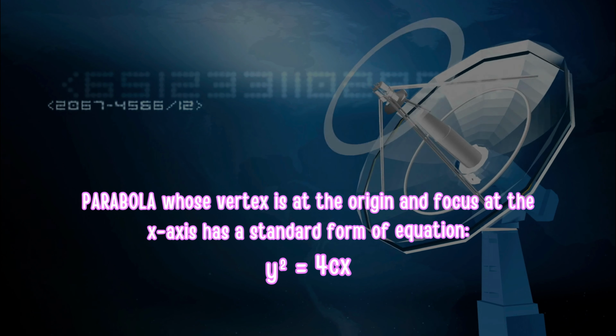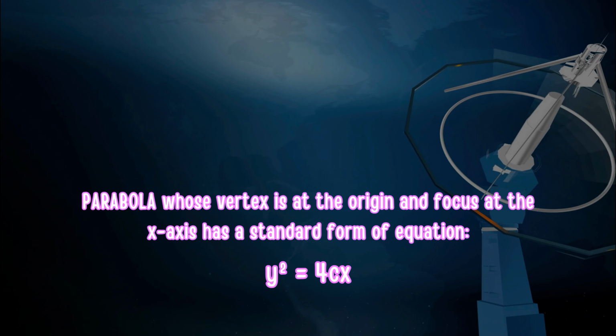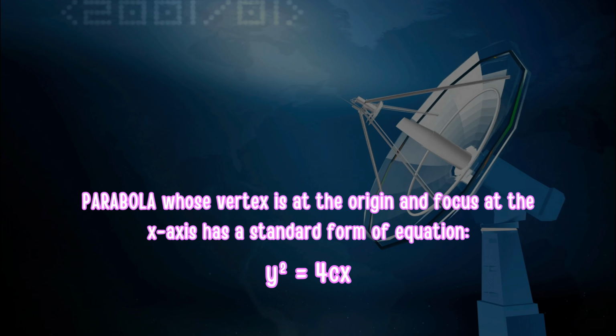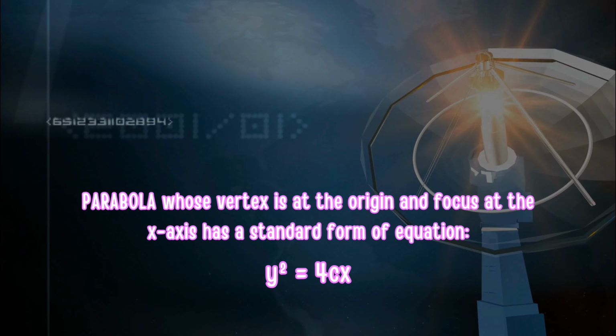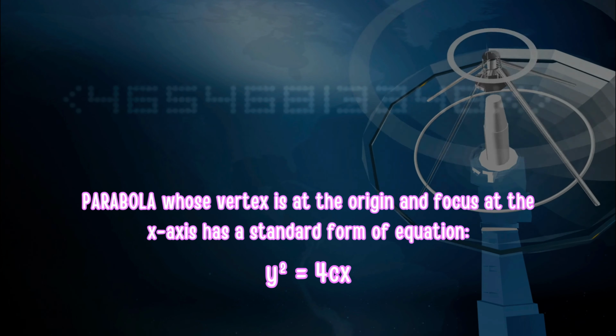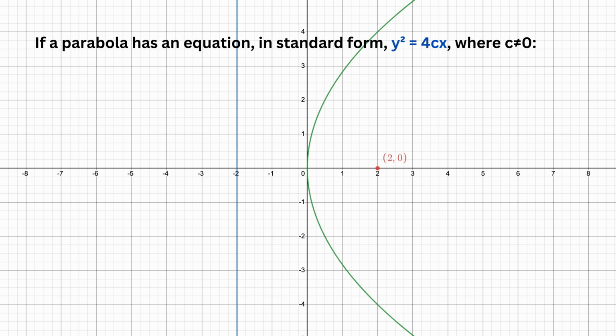Meanwhile, a horizontal parabola, or parabola that opens to the right or to the left, whose vertex is at the origin, has a standard form of equation, y squared equals 4cx, where c is the focal length, that is positive if it opens to the right, and negative if it opens to the left.